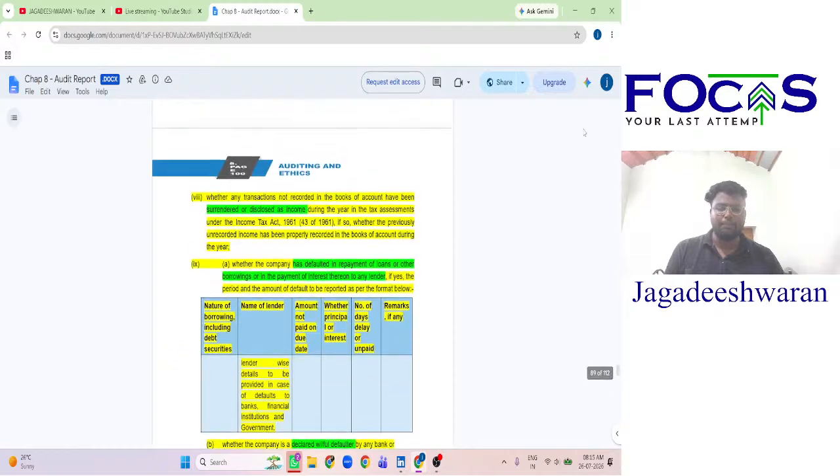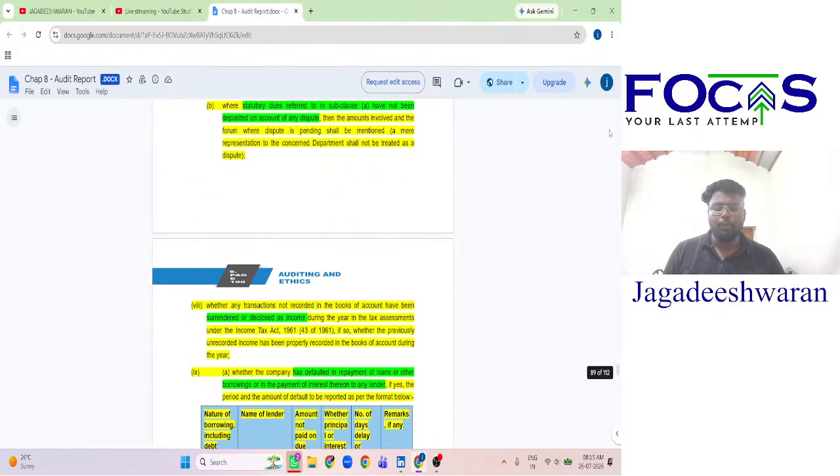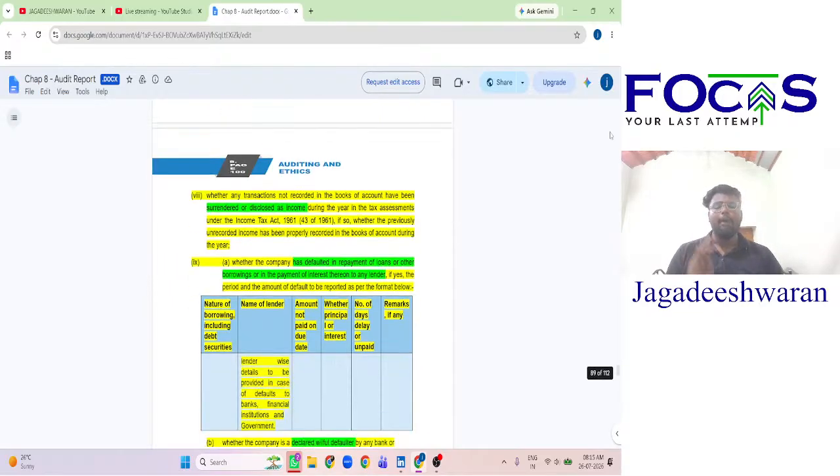So shall we read the 8th and 9th points? The 8th point is all about undisclosed income which I have not recorded in my books of accounts, but which I am going to record under the Income Tax Act. So I need to record that in my books of accounts, and we have to indicate whether it was properly recorded, and the amount. Then the 9th point is all about the loans which you are obtaining, right?